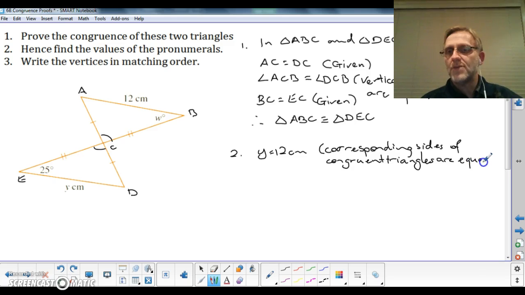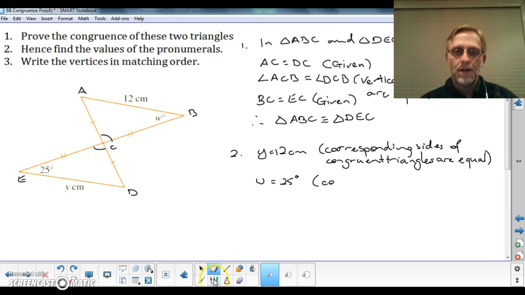The irony of it is that my fingers are beginning to get sore from using this tablet. Okay, corresponding angles must be equal. That would mean that W is equal to 25 degrees, and the reason is that corresponding angles of congruent triangles are equal. Write the whole thing out.